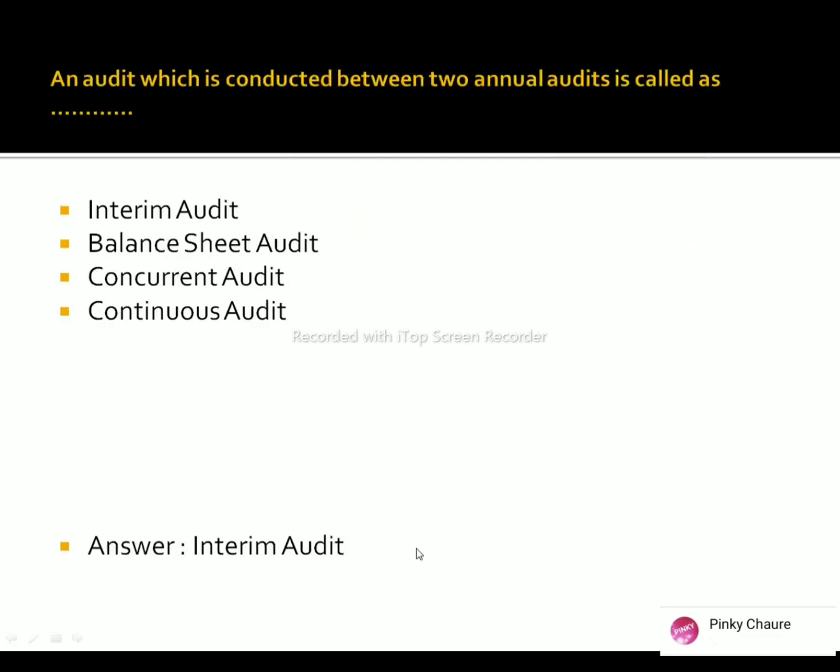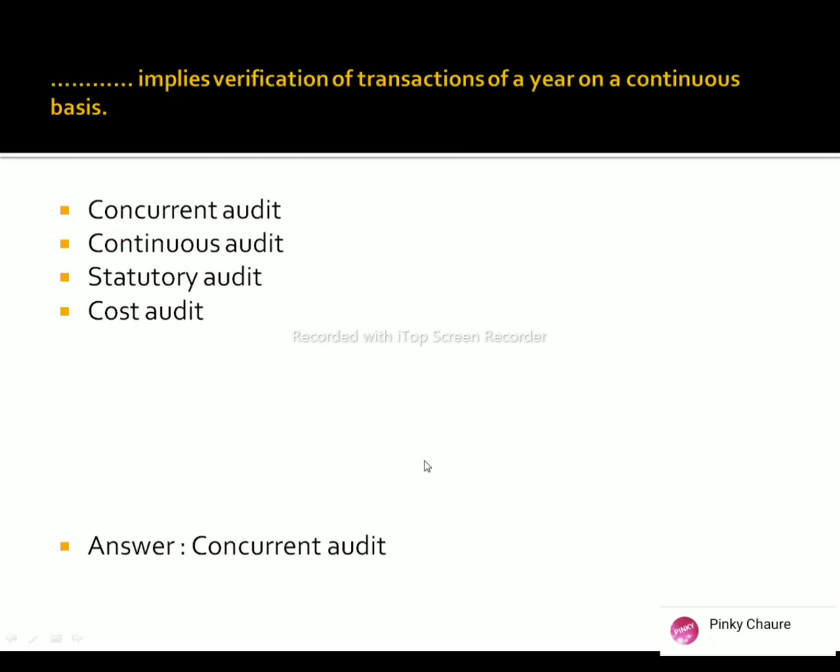An audit which is conducted between two annual audits is called as dash. Option is interim audit, balance sheet audit, concurrent audit, continuous audit. Answer is interim audit. Dash implies verification of transactions of a year on a continuous basis. Option is concurrent audit, continuous audit, statutory audit, cost audit. Answer is concurrent audit.